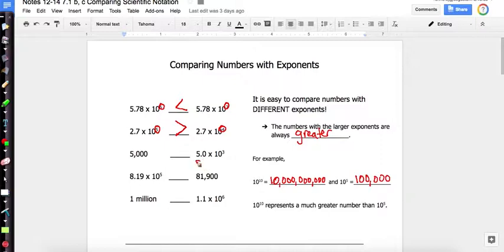So I'm going to write down the coefficient or the root number here, so 5.0. Time to move it 3 to the right. So 1, 2, 3. So I'm going to drop my zeros. So that, of course, would be 5,000. So how does 5,000 compare to 5,000? They are equal.